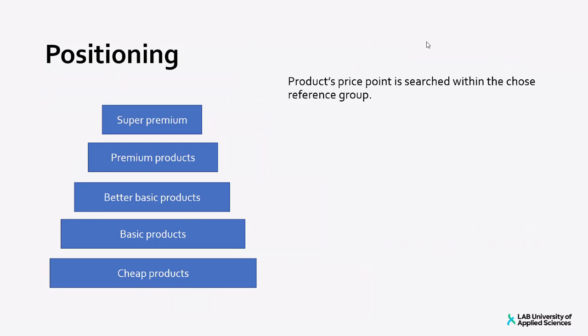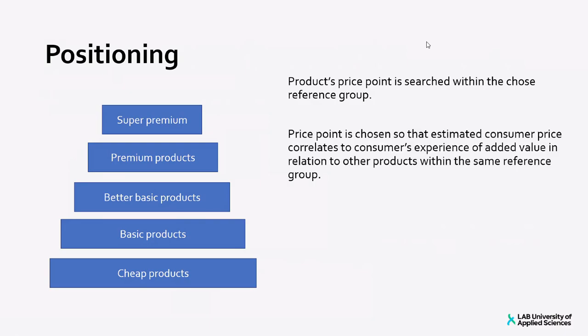But anyway, first you need to understand what the reference group is. Where are also the consumers, the end buyers, comparing, and then trying to find the price point in that reference group. The price point is chosen so that the estimated consumer price correlates to the consumer's experience, how much they are getting added value in relation to the other products within the same reference group.